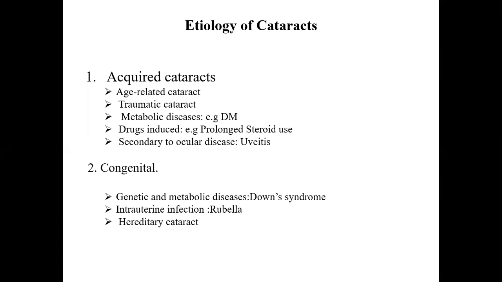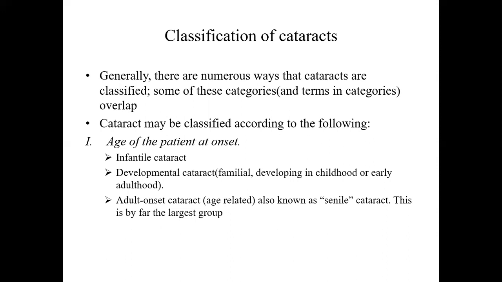It can be congenital, genetic and metabolic diseases like Down syndrome, we shall see them. It can be due to TORCH disease, the rubella, the syphilis, or toxo that the mother can get during pregnancy. It can be hereditary cataract. So those are the major causes, or the etiologies, of the cataracts.